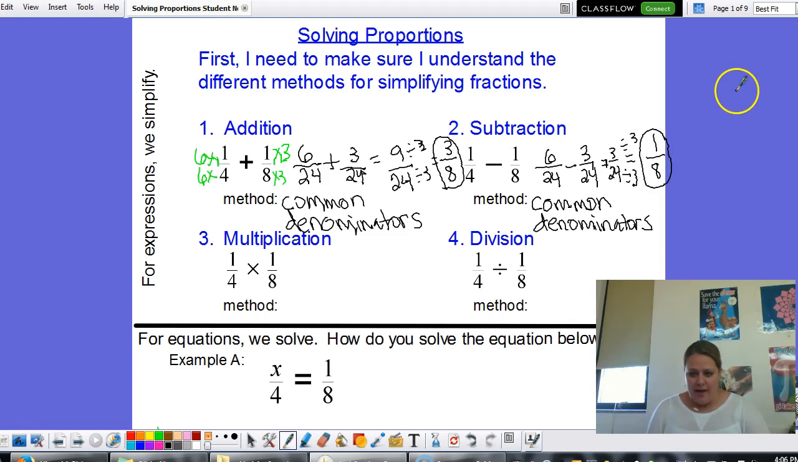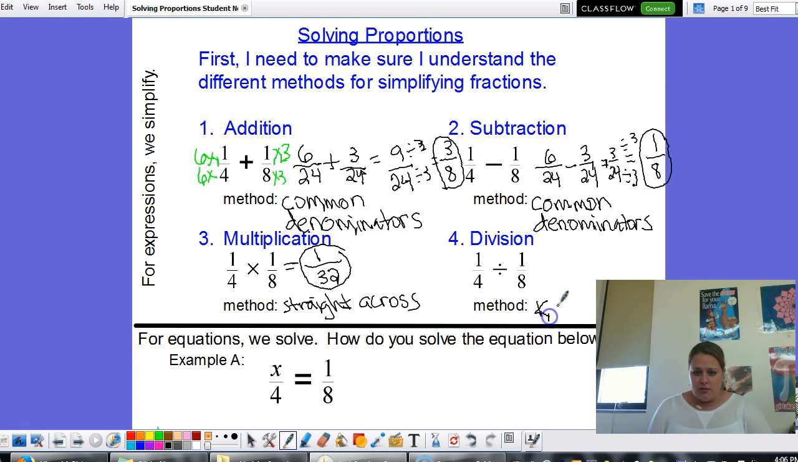Okay, now multiplying. How do we multiply? The method is that you multiply straight across. We don't have to worry about common denominators. We just multiply numerator times numerator, which would be 1, denominator times denominator, which would be 32, and this one is already simplified.